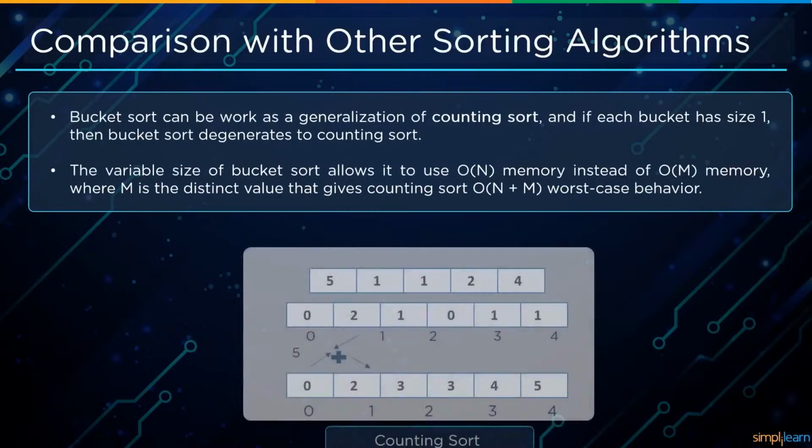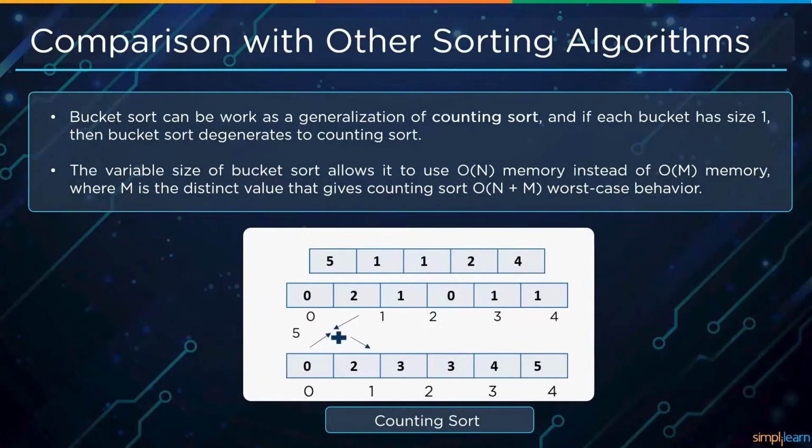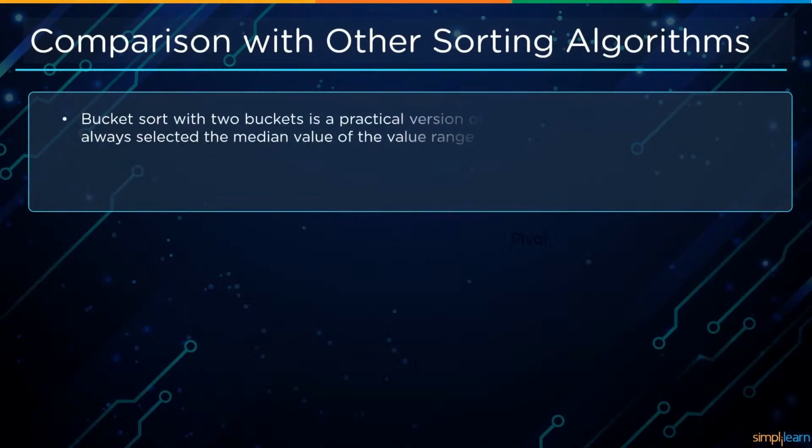So first, we will compare the counting sort algorithm. Bucket sort can be seen as a generalization of counting sort algorithm. And if each bucket has size 1, then the bucket sort degenerates to counting sort. The variable size of bucket sort algorithm allows it to use O of n memory instead of O of m memory, where m stands for the distinct values, that gives counting sort O of n plus m worst case behavior.